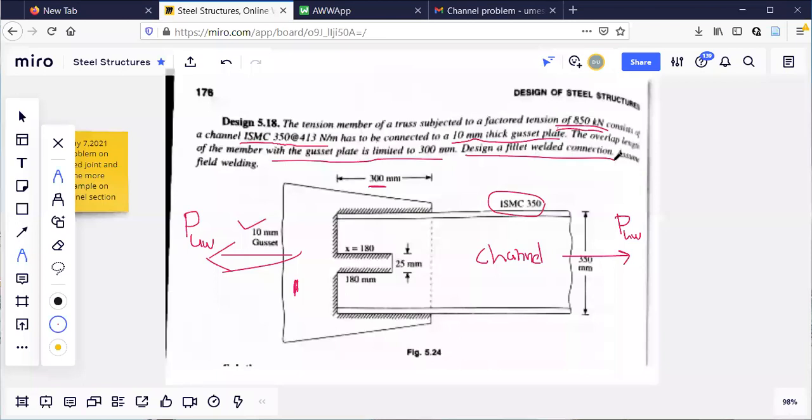Okay, so here, first understand the problem. Gusset plate and channel are connected and we are going to design it. Means I want to get the length and size of the weld I should give.